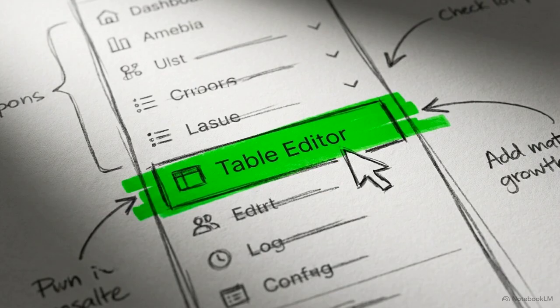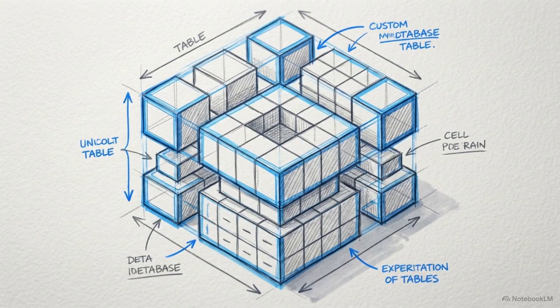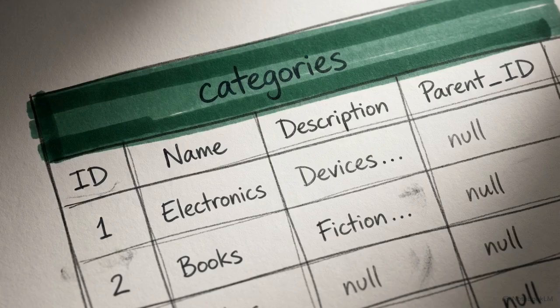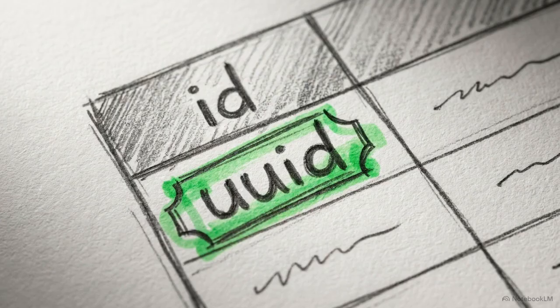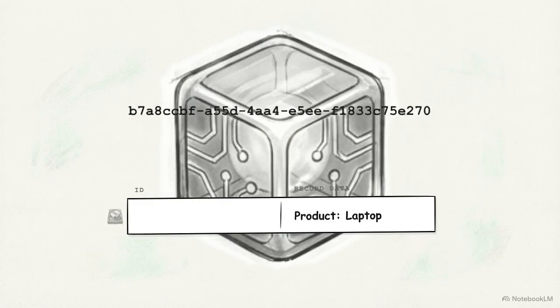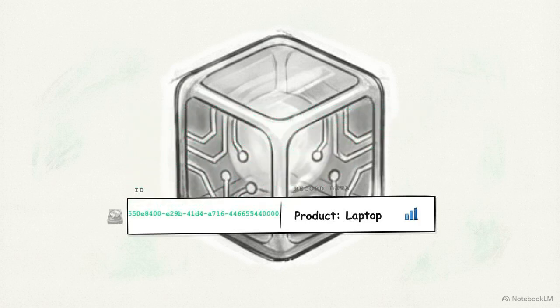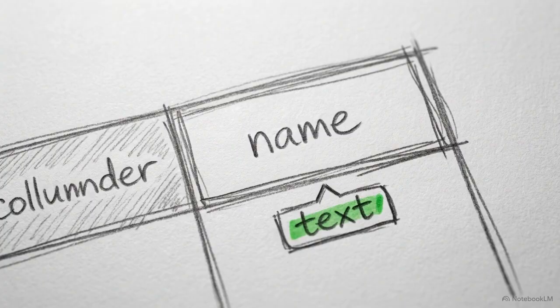Once your project provisions, open the table editor. This is a spreadsheet-like interface that allows you to design complex database schemas, the structural blueprints of your database, without writing SQL. Step 1 is creating the foundational categories table. Add an ID column using the UUID data type. A UUID, or Universally Unique Identifier, is a 128-bit label used to identify information in computer systems without significant risk of duplication. Then add a name column using the text data type.